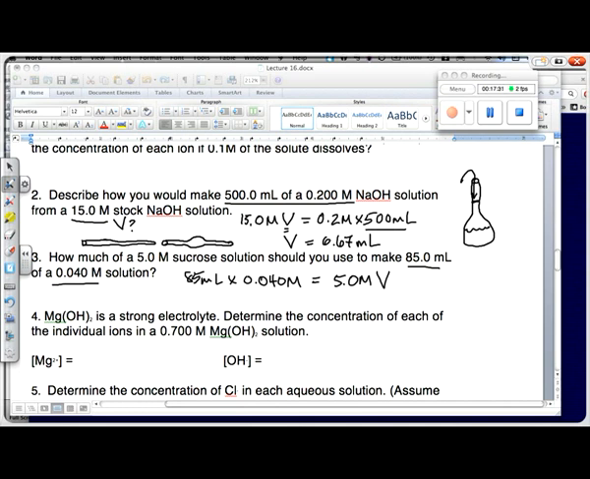Going from 5 molar to 0.04 molar is a big change in concentration. 0.68 milliliters is a tough volume to measure. You'd have to have a 1 milliliter volumetric pipette. Okay? So molarity 1, volume 1 equals molarity 2, volume 2. Very, very handy equation. Okay, moving on to number 4, which looks just like number 1.